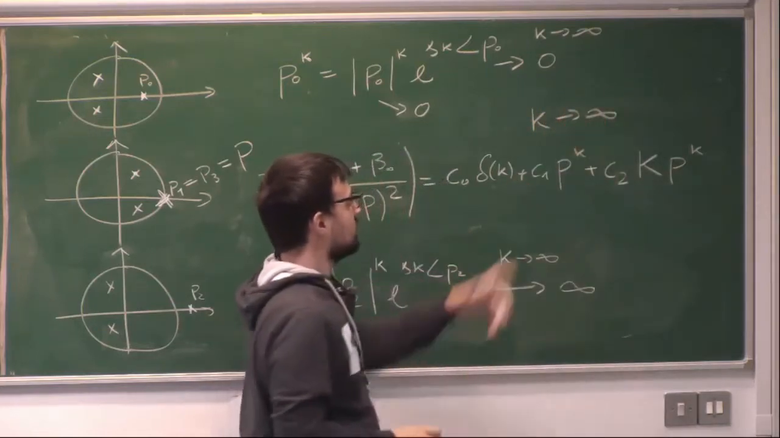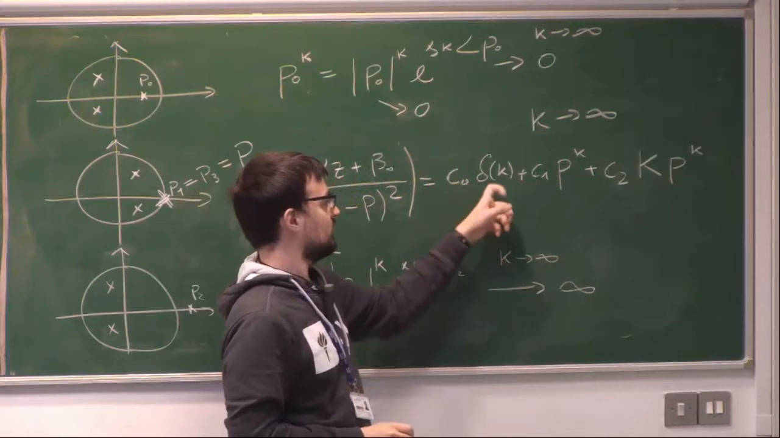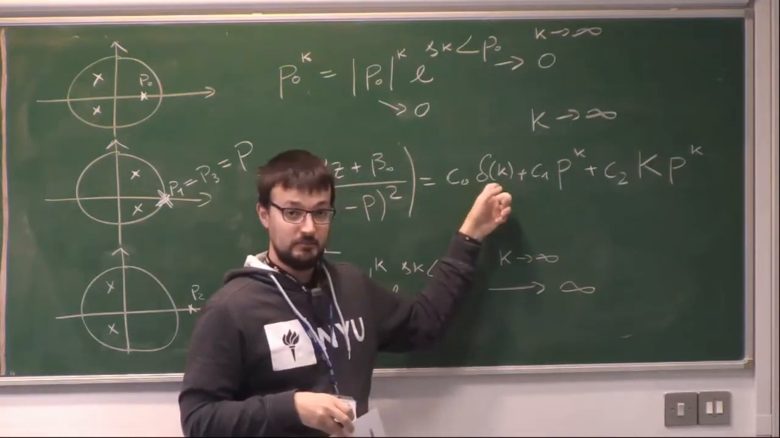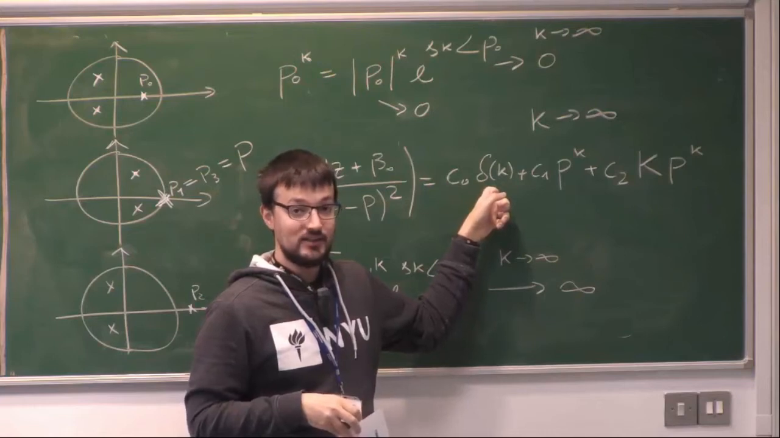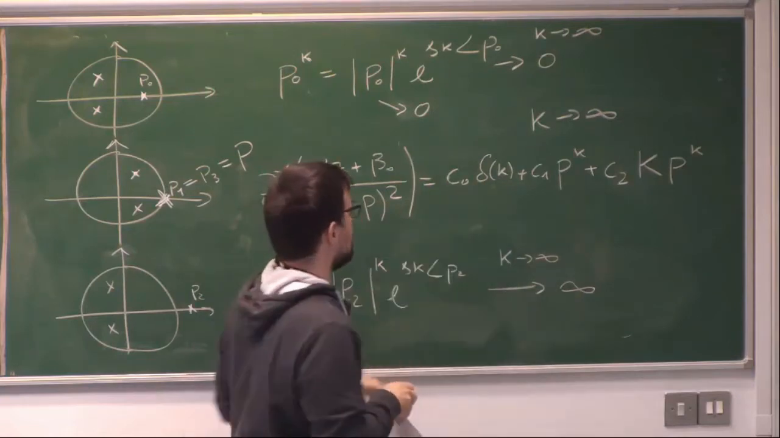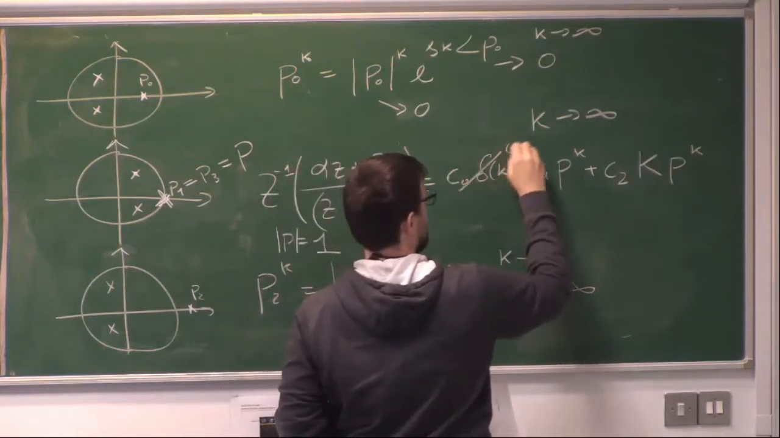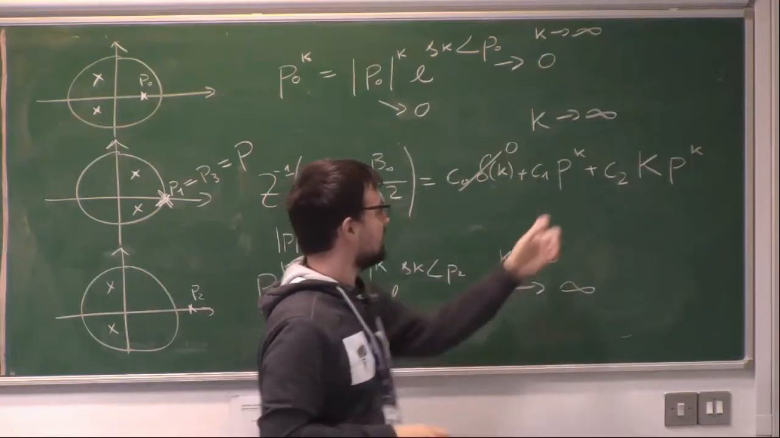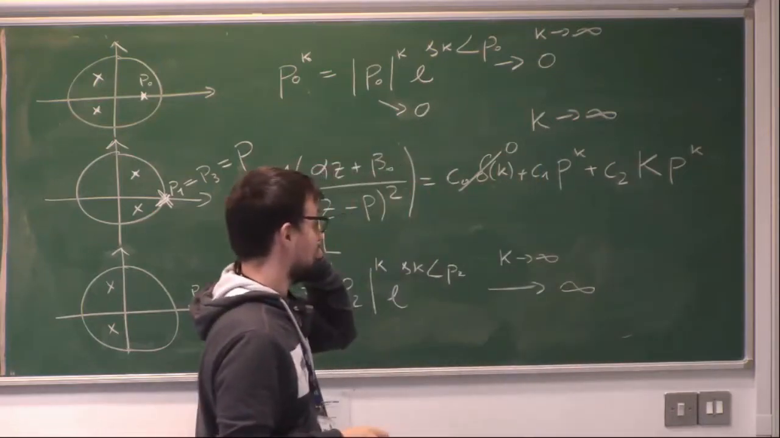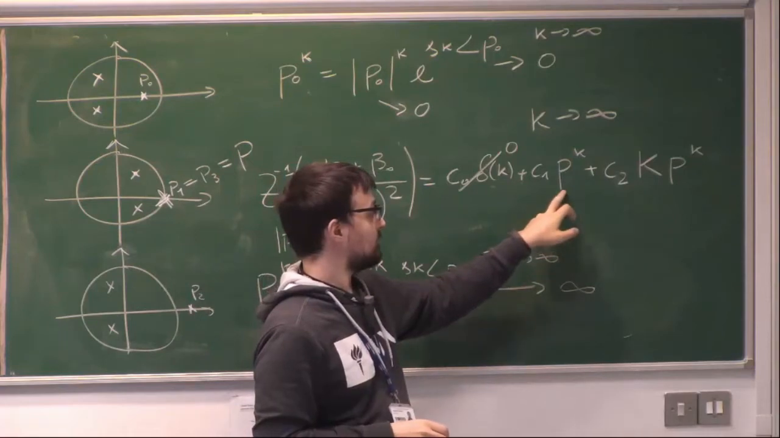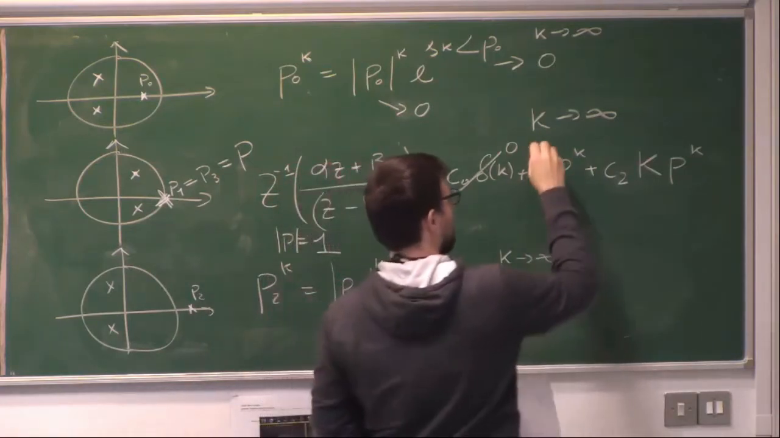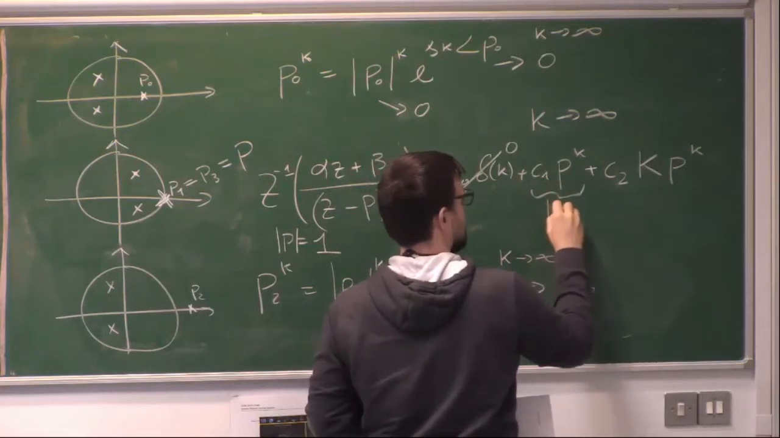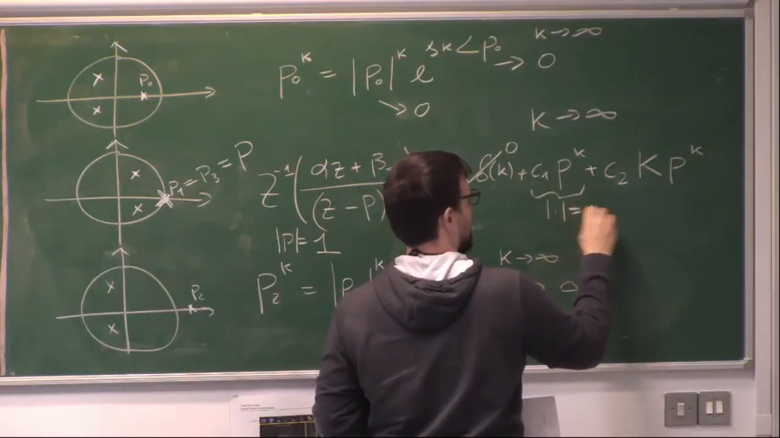Well, for k that goes to infinity, this term is 0, because this term is actually the unit impulse, so it is 1 for k equal to 0, and 0 for all the other k's. So this is actually 0, okay? Then we have this term, and this term is a term that we already saw. In absolute value, this is equal to 1, okay?